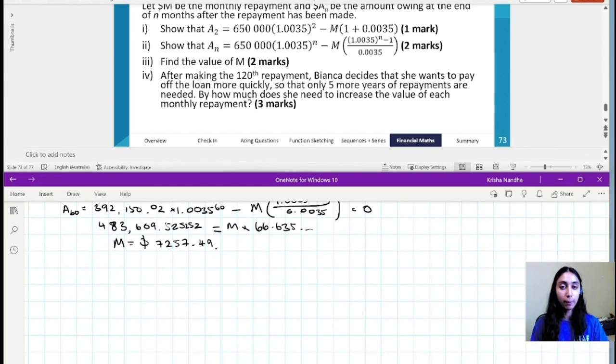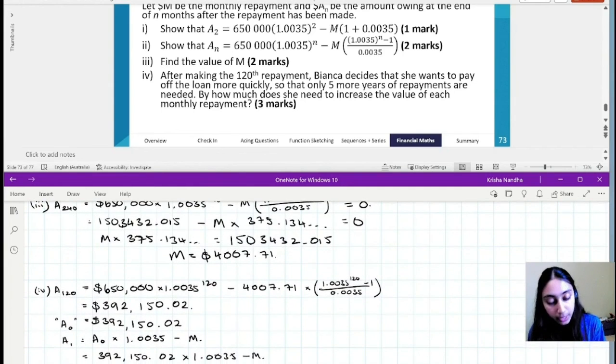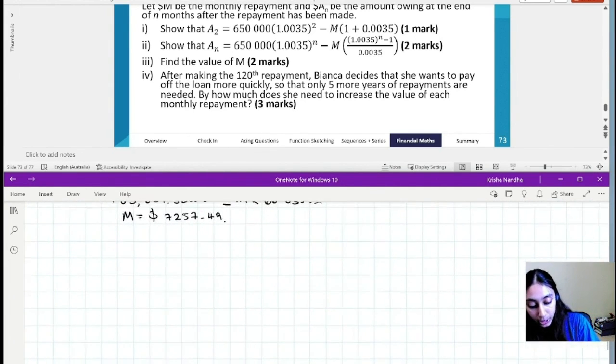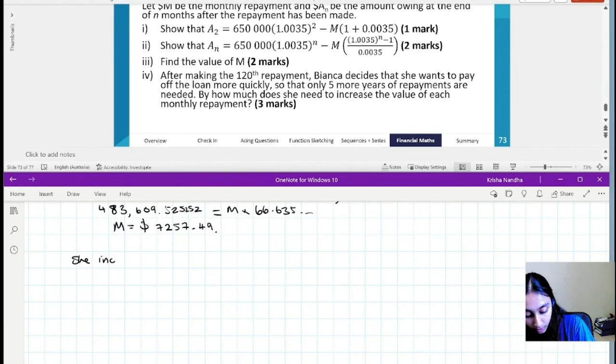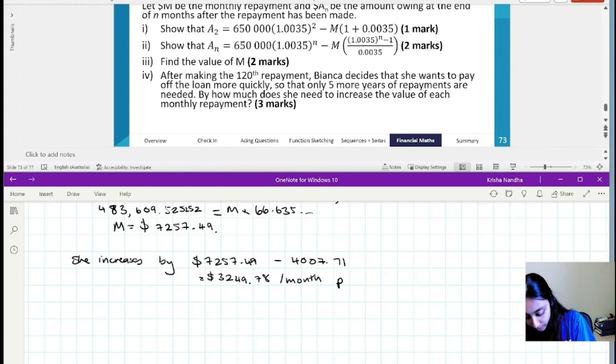Okay, so to properly answer the question, let's take a look at her initial amount. It was $4,007.71. So she increases by 7,257.49 minus 4,007.71, which is $3,249.78 per month increase.